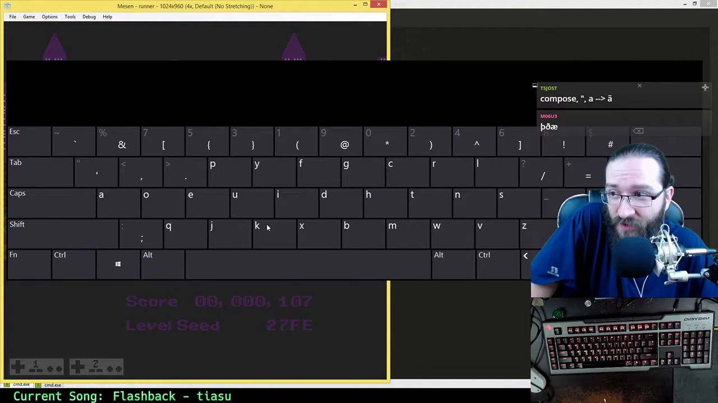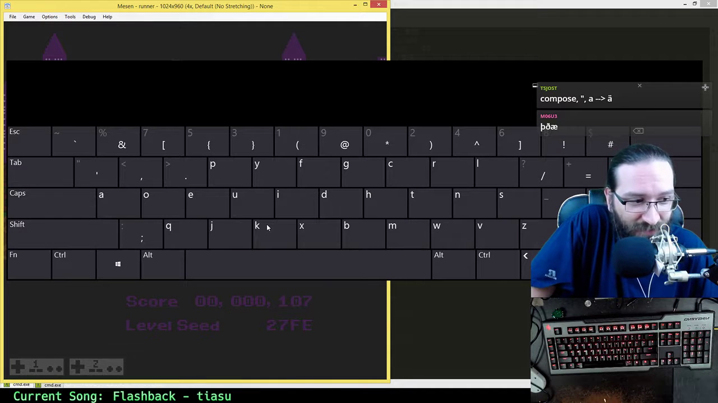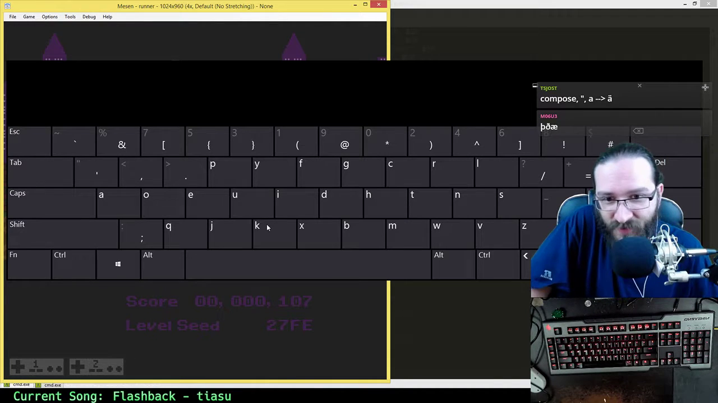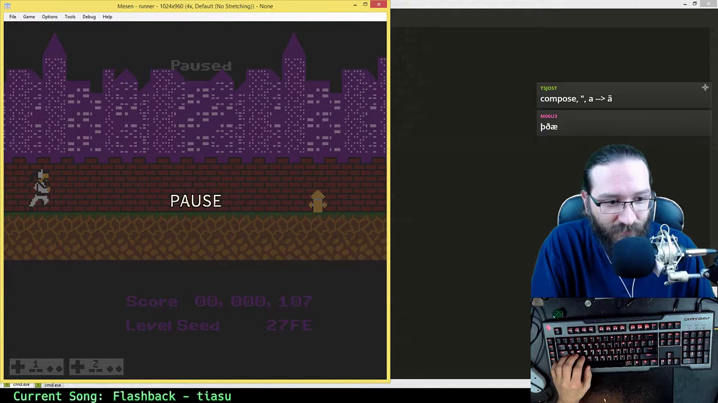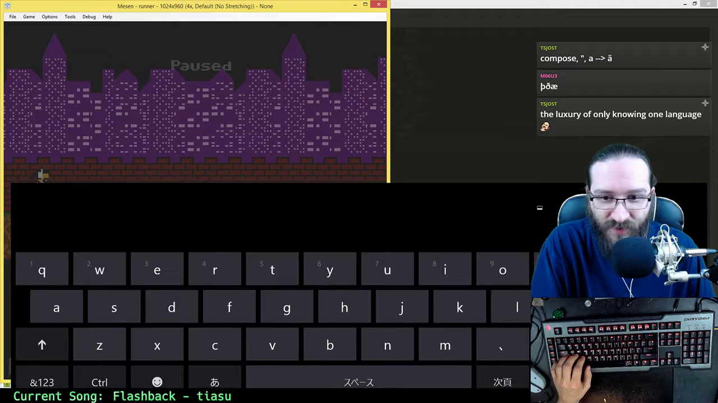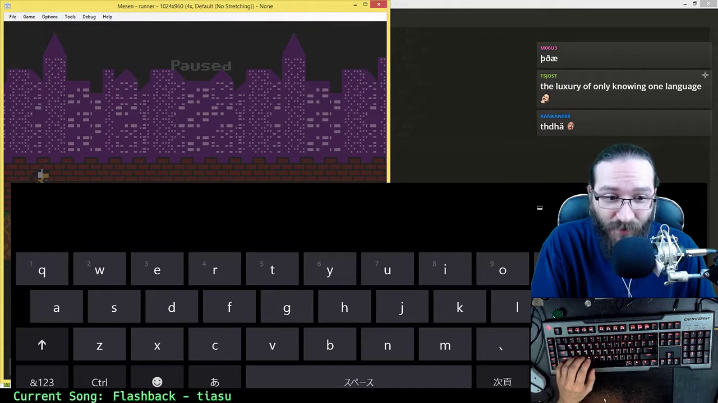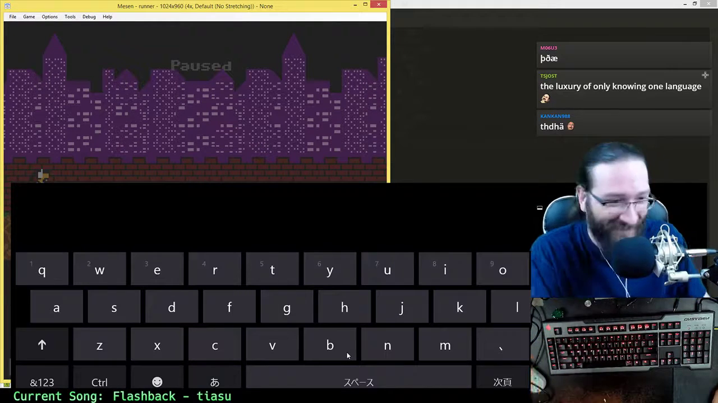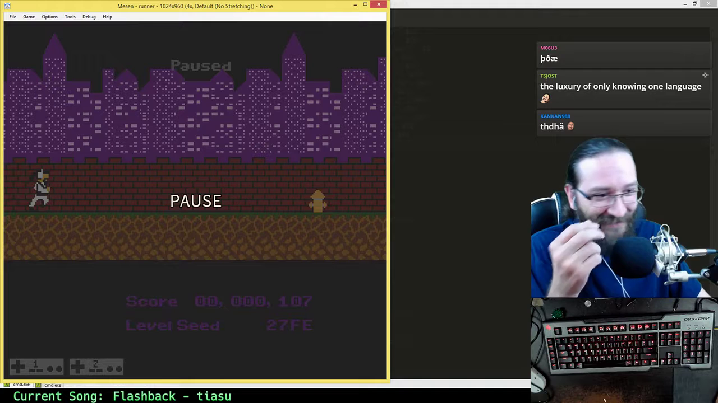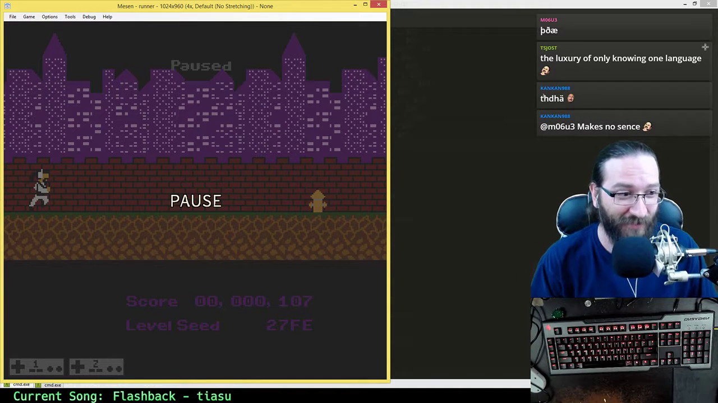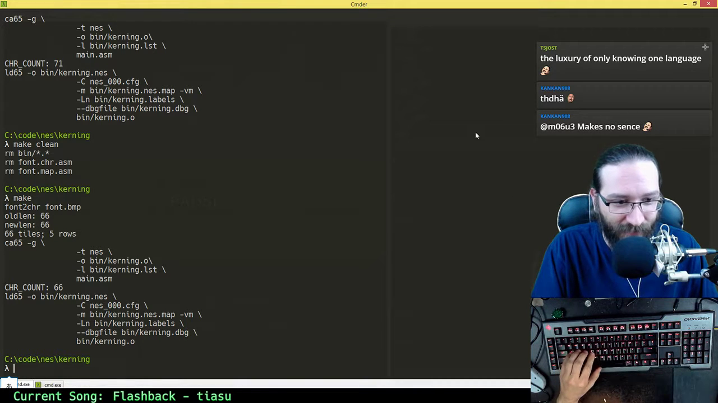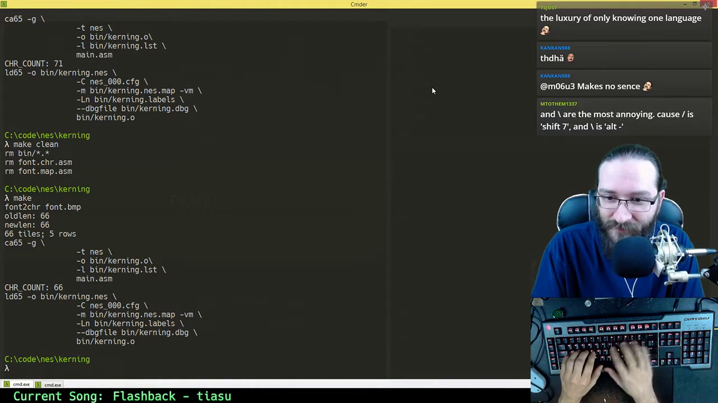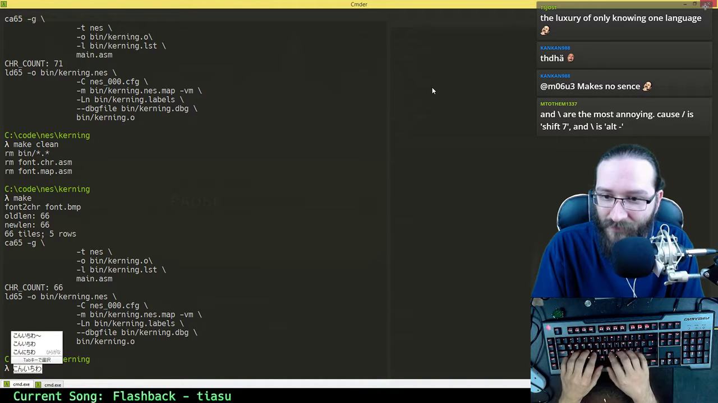In fact, the only other language that I ever do type is Japanese, and I have a keyboard installed for that one. So I wonder if it'll actually show up as? No, it won't, because it's still Dvorak. I forgot about that. Luxury of only knowing one language, right? But I can still type in, you know, other languages.